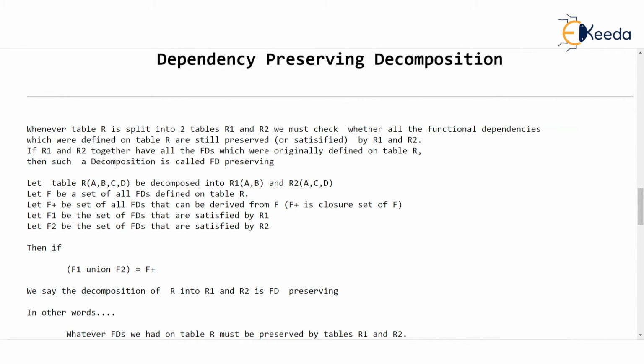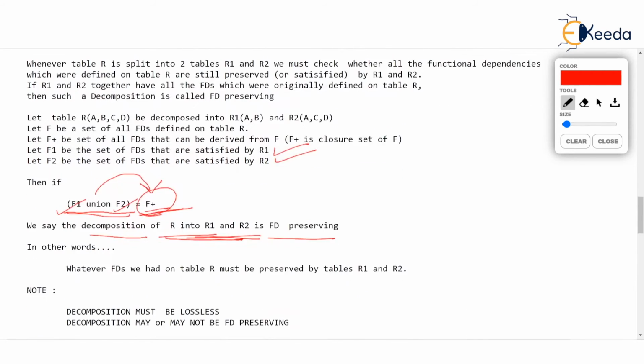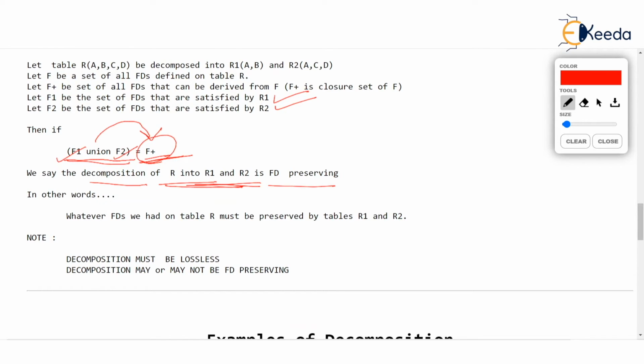So if F1 and F2 are the two sets of FDs satisfied by R1 and R2, and if F1 union F2 is F plus, that is, if we can derive all the functional dependencies of the original table from F1 and F2, then we say the decomposition of R into R1 and R2 is FD preserving. In other words, whatever FDs we had on the original table R must be preserved by tables R1 and R2.